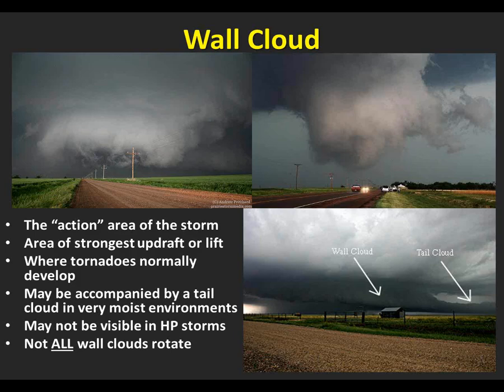Okay, so here we're going to just talk about some of the other features that obviously kind of fall out of supercell thunderstorms. Wall cloud is, of course, one of the obvious ones. Here we have a few examples. A lot of times you'll notice the wall cloud points down toward the rain. Again, remember that forward flank downdraft, that's rain-cooled air.